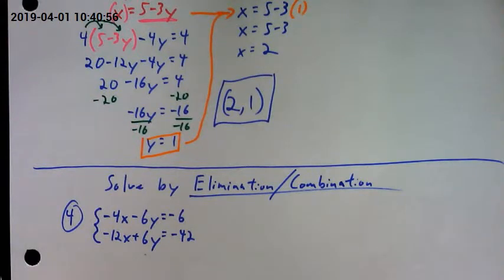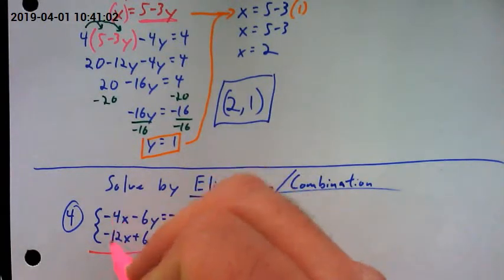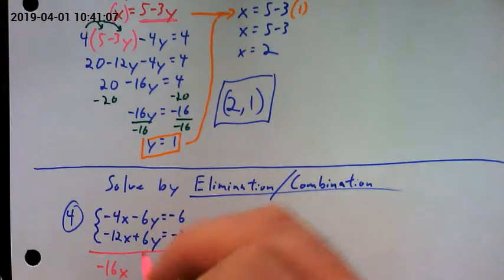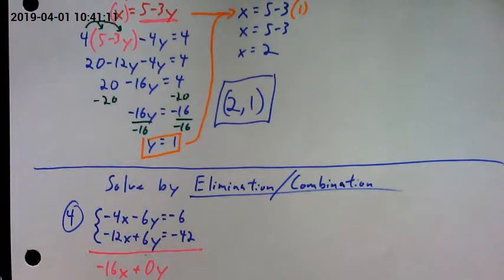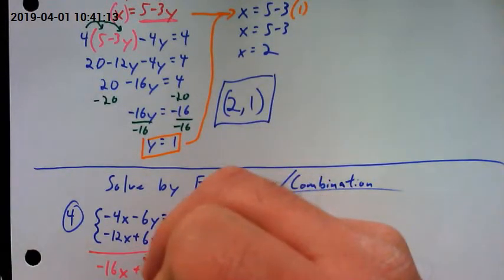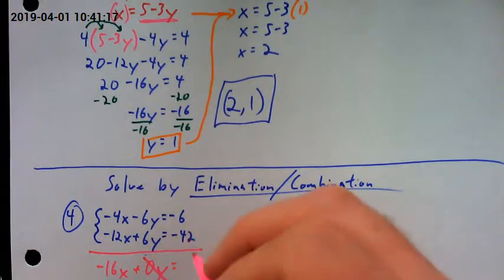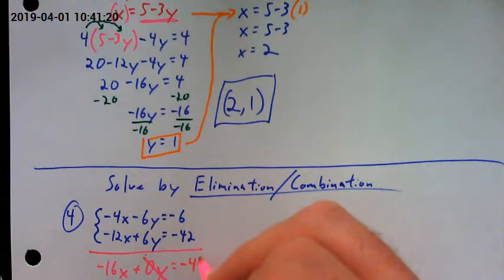So we're going to first combine these two equations by adding them together. We're going to add the first two together, gives us negative 16x. We're going to add the second two together, and it gives us 0y. Do we need 0y? No. So when we combine them, they get eliminated. And then the last two, add those together and we get negative 48.